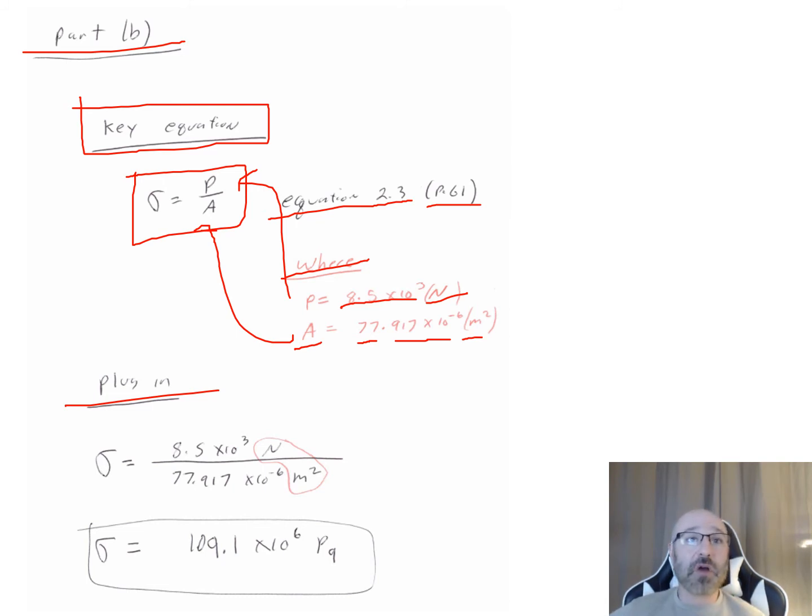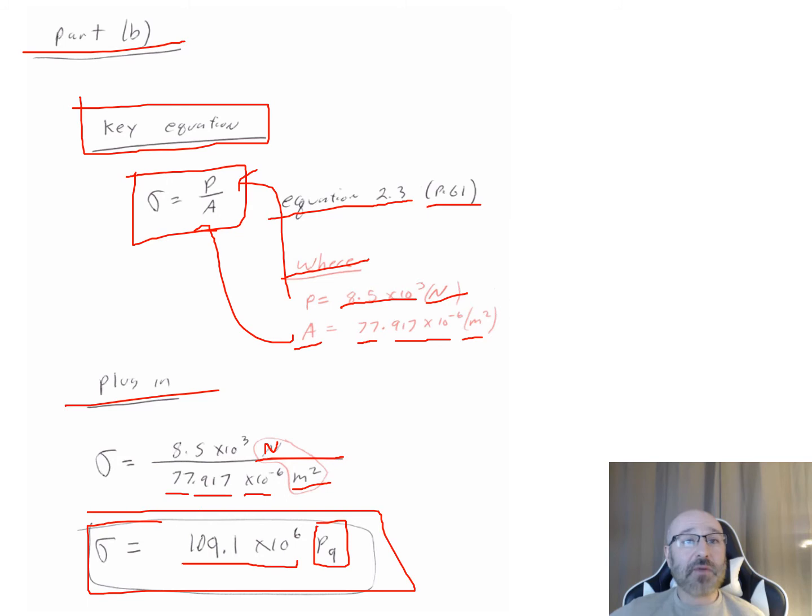We take our top here. Our load is 8.5 times 10 to the third units of newtons. And on the bottom here, we have our area, which is 77.917 times 10 to the negative 6 units of meters squared. So we do our math here, and what we find is this is 109.1 times 10 to the positive 6 in units of newtons per meter squared. Well, newtons per meter squared is pascals. That's what we should expect to see for our sigma value right here. Everything does double check, and that is part B for our solution to this problem.